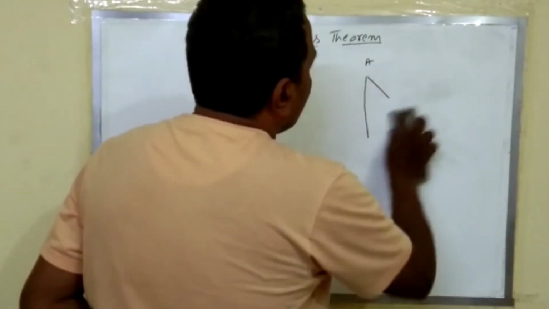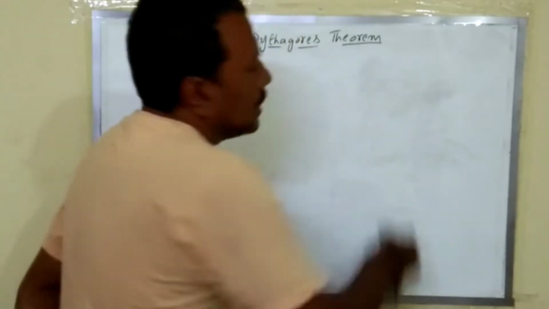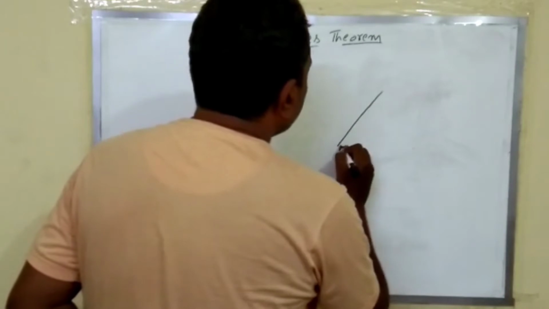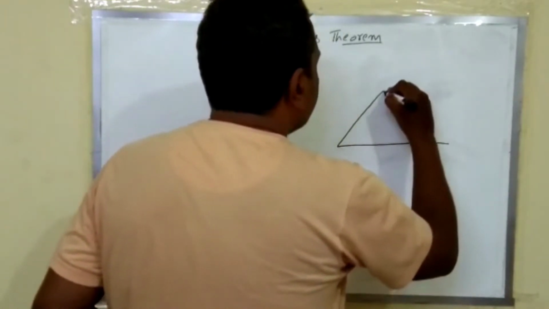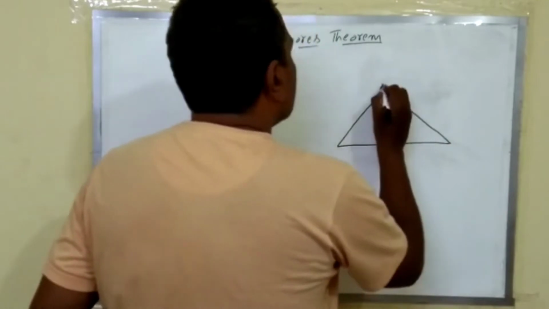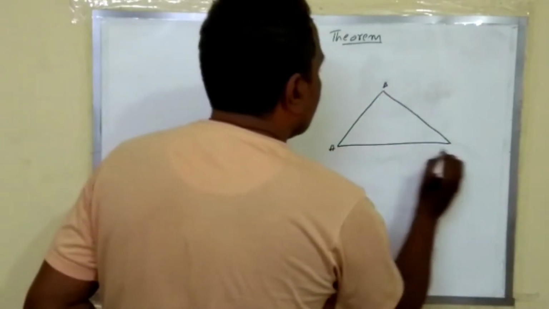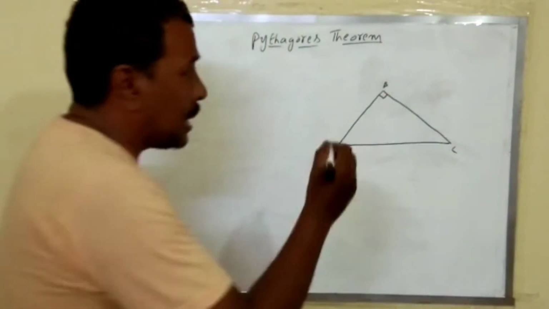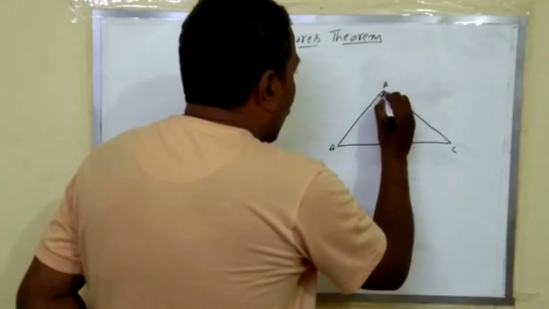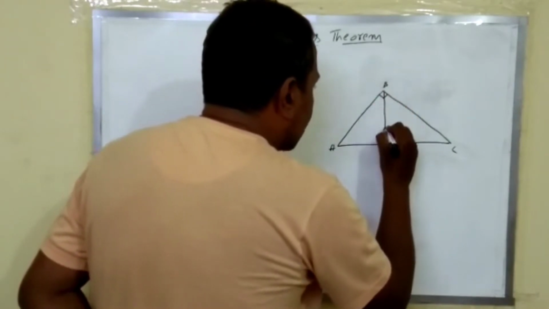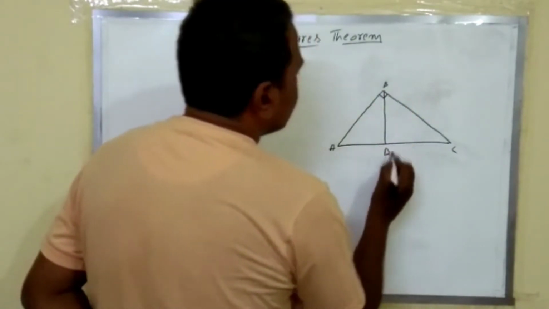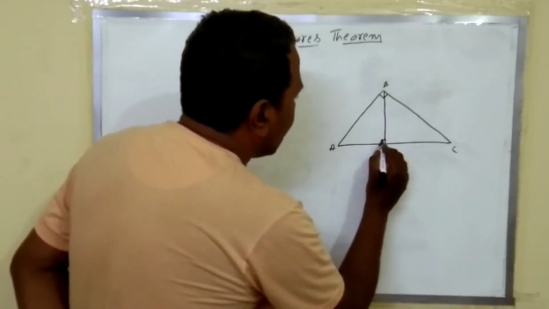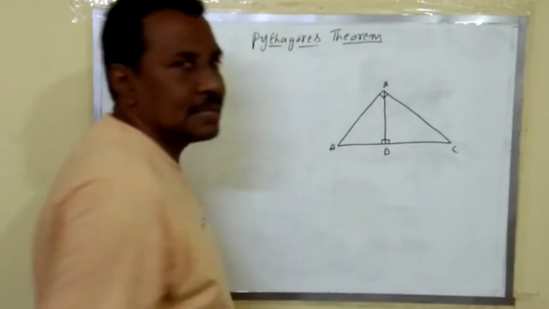For taking the proof, we need to make some additional constructions. First of all, you take a right angle triangle. Okay, in this way. So here B, A, C, and angle B is a right angle. I need to draw a line BD perpendicular to AC. Perpendicular means BD perpendicular to AC.